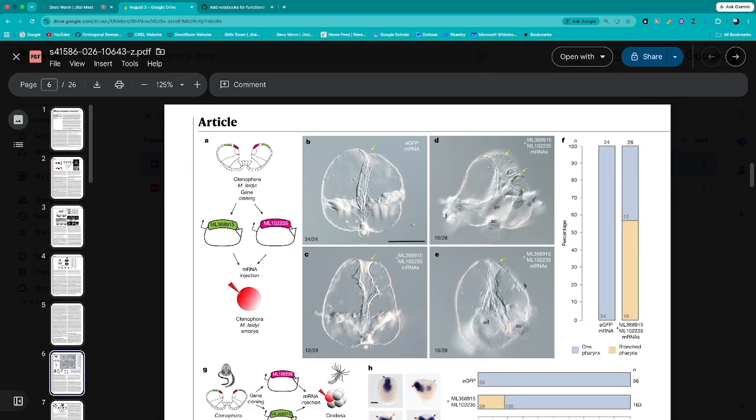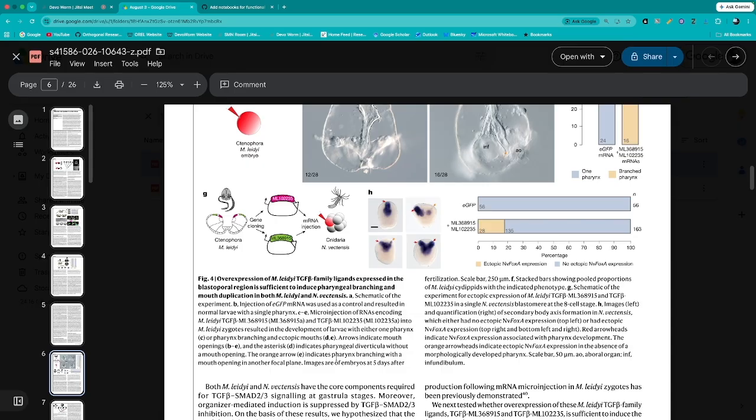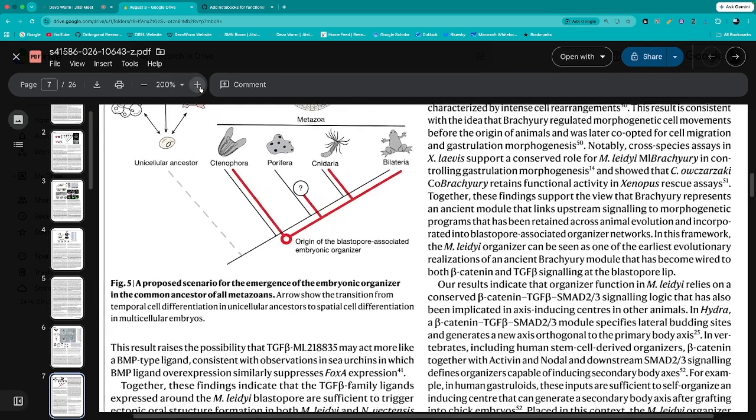You have this gene cloning experiment where they clone the gene, they have this mRNA injection, and they basically overexpress this, and then they inject the mRNA into a cnidarian cell. So they're taking out this extract, cloning the gene, and injecting it into one of these cnidarian cells. And so from that, they're able to build this model. This is a proposed scenario for the emergence of the embryonic organizer in the common ancestor of all metazoans.